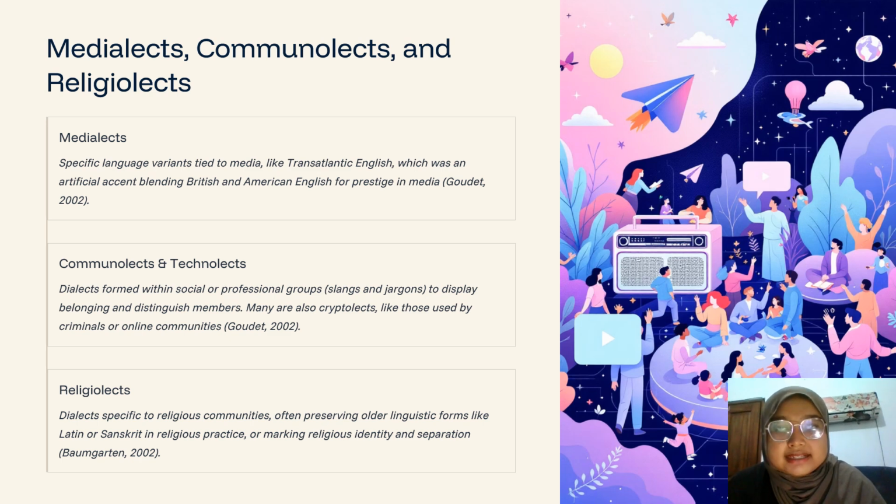Communolects and technolects are dialects formed within social or professional groups, such as slang and jargon, used to display belonging and distinguish members. And the last is religiolects, which are dialects specific to religious communities, often preserving older linguistic forms like Latin or Sanskrit in religious practice, or marking religious identity and inspiration.